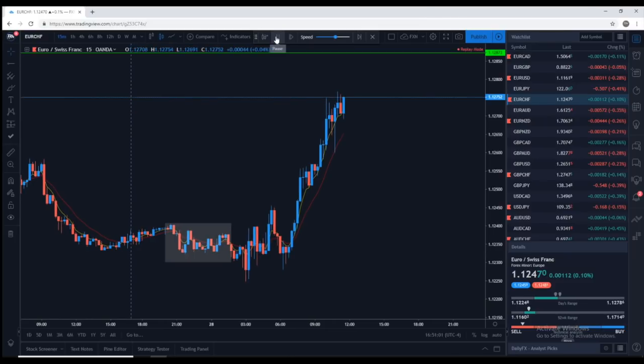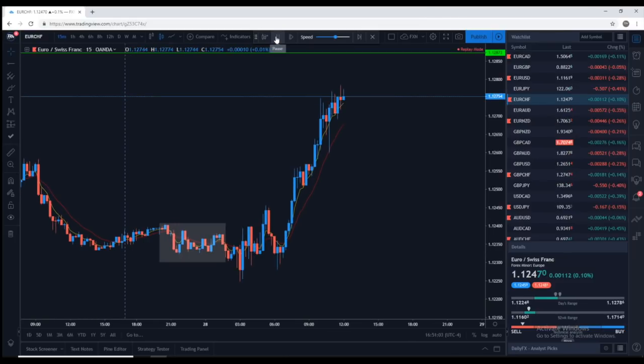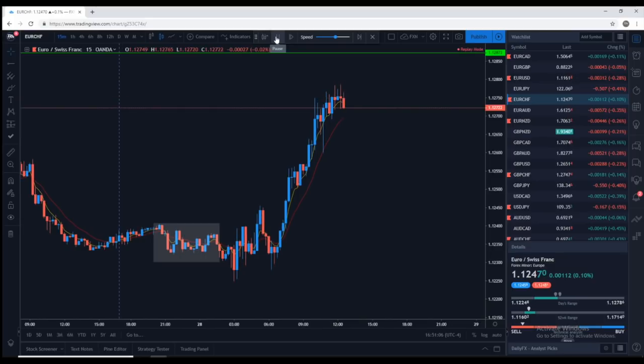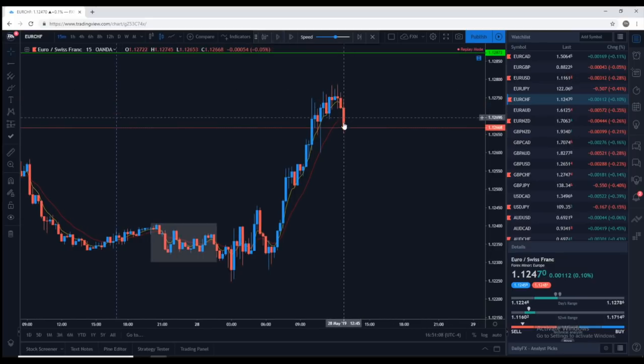And it's not until we actually get the true movement, right here in this candle, that we can actually take that trade. So always keep that in the back of your mind, guys.